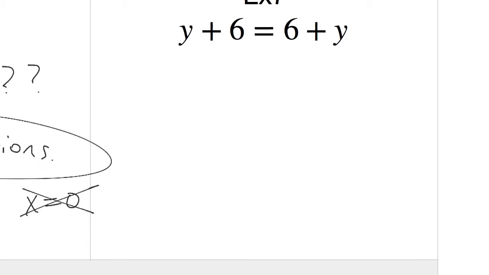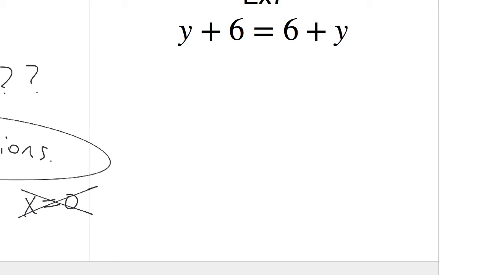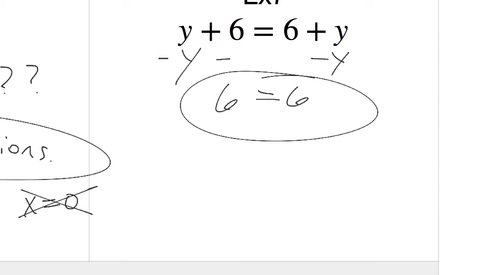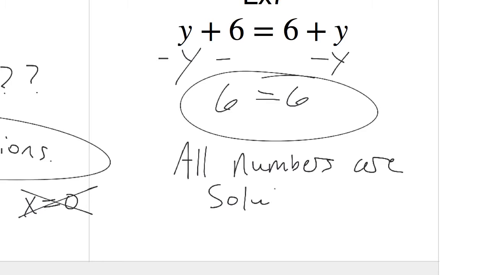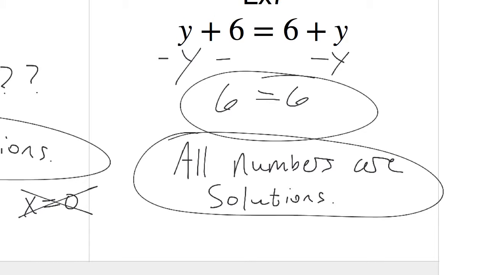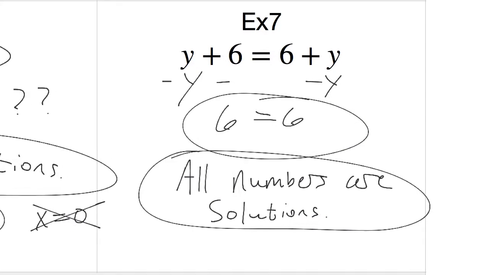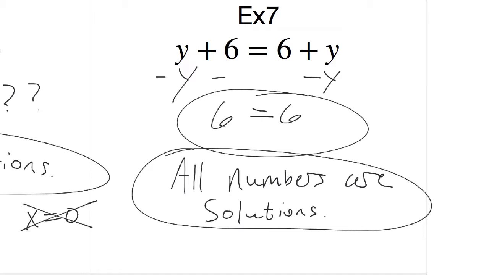Check this out. What number plus 6 is equal to 6 plus that original number? Well, it turns out if you subtract y from both sides, you get 6 is equal to 6, which is absolutely always a true statement. Turns out you can say that all numbers are solutions. It's saying that every possible number you could think of is going to be a correct answer to the equation. A symbol for that, if it were all real numbers, would be here, all real numbers. So you can write either if you want.